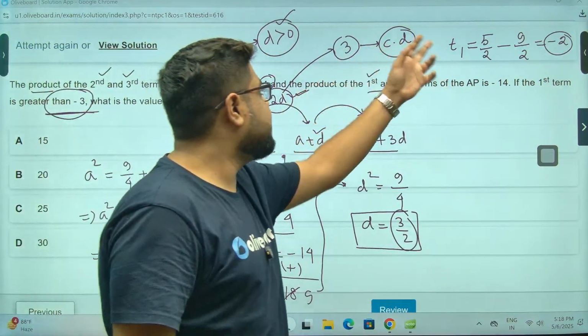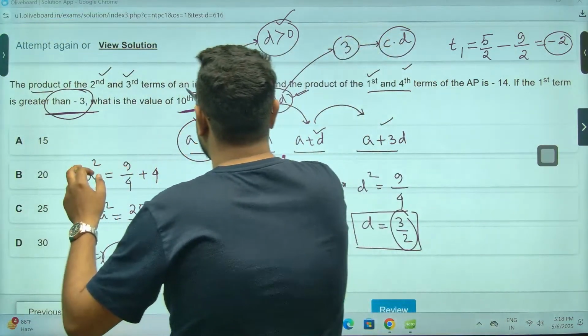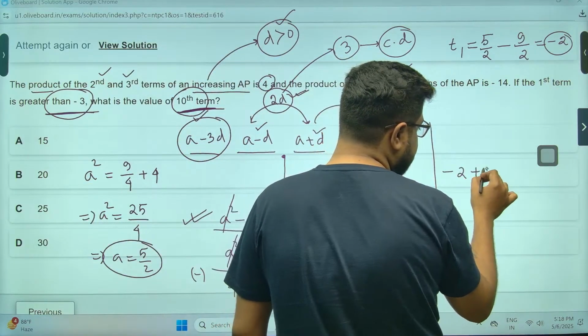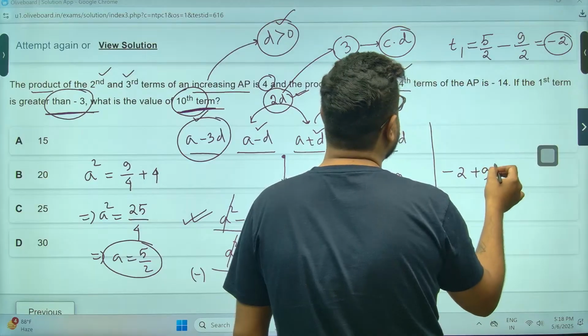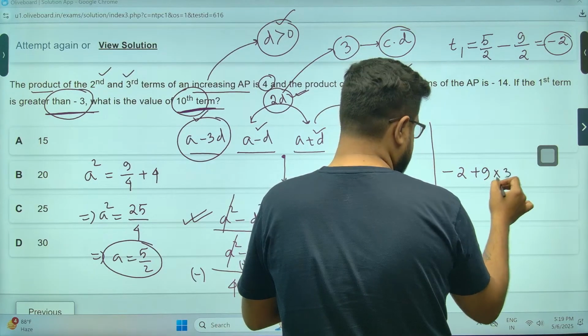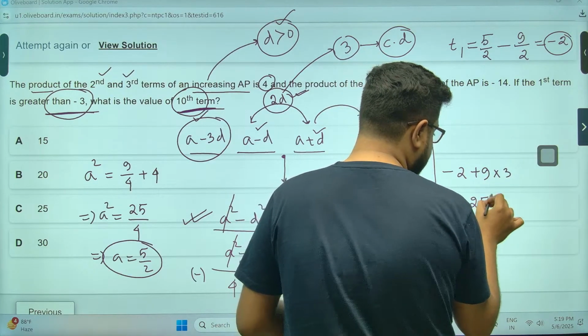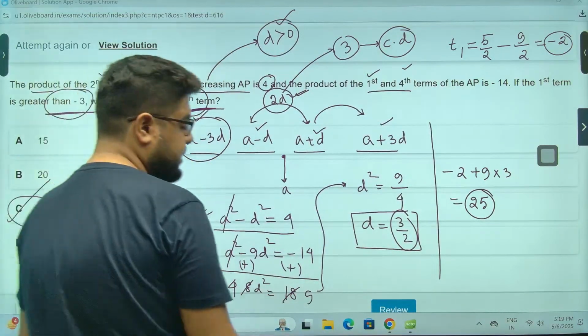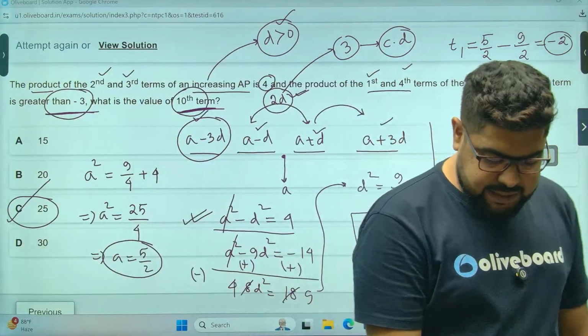Sir, I know first term, I know common difference. Can anyone figure out 10th term? Sir, first term plus 10th term is 10 minus 1, 9 times D. D here is 3. So answer will be 25. Option में है क्या ये C? Option C is the answer.